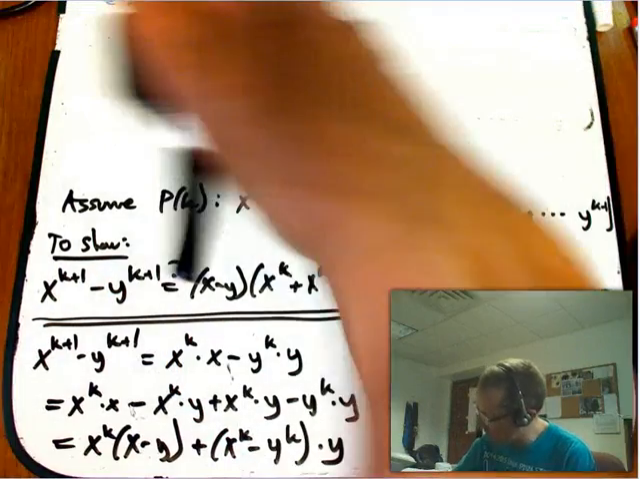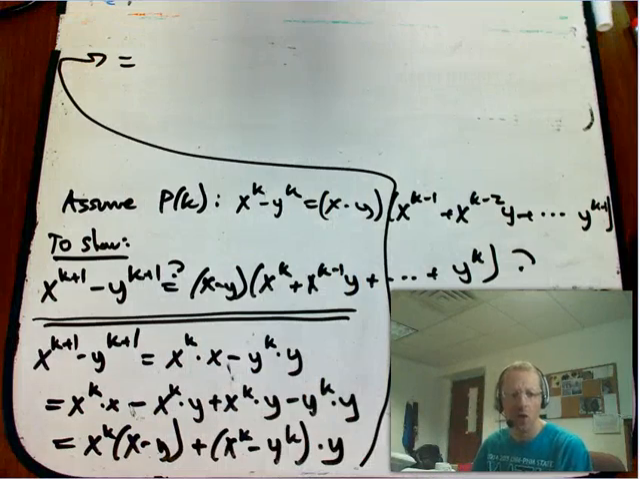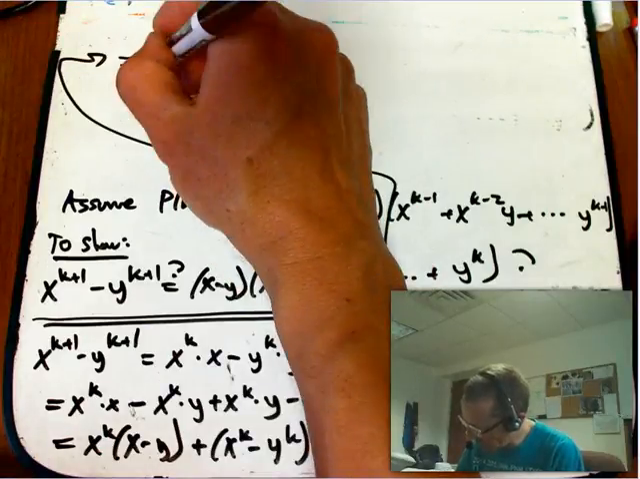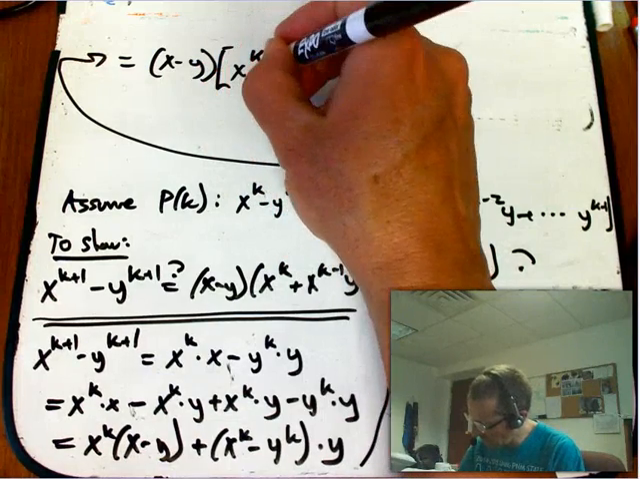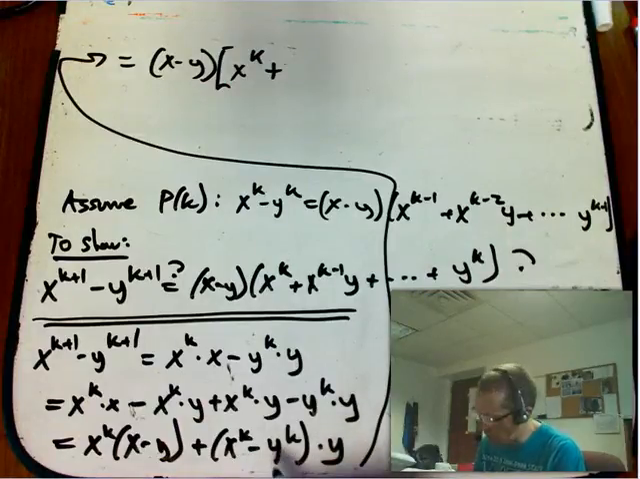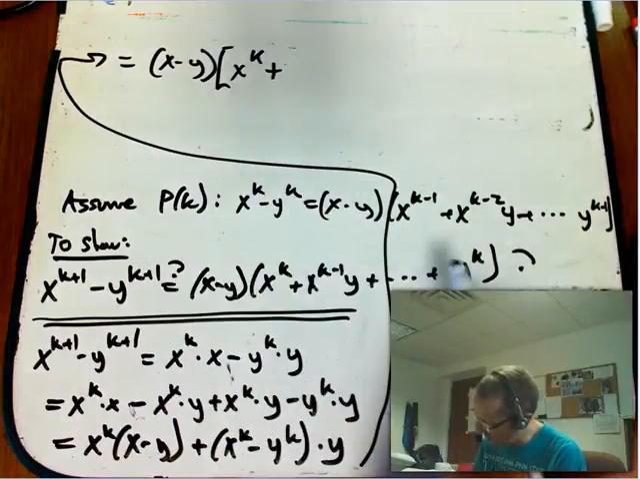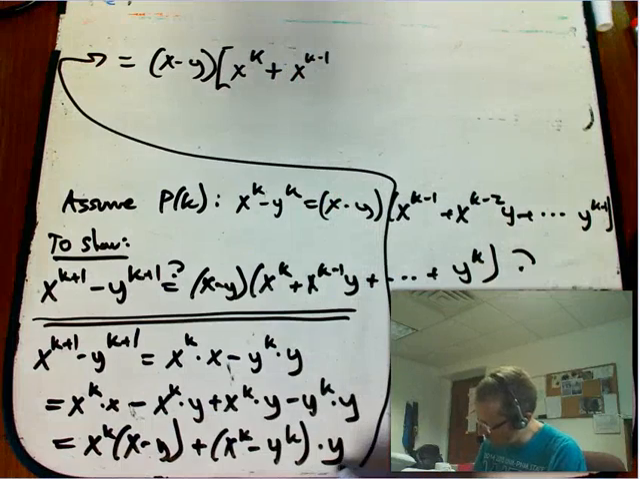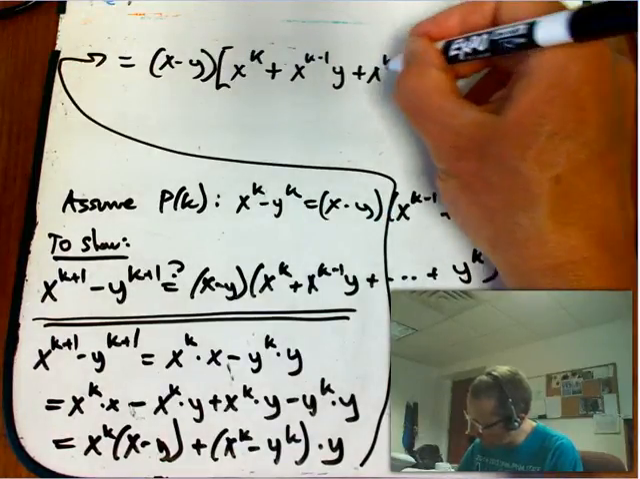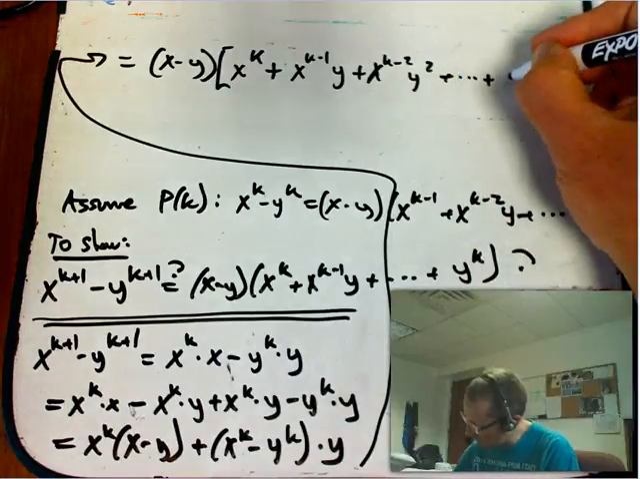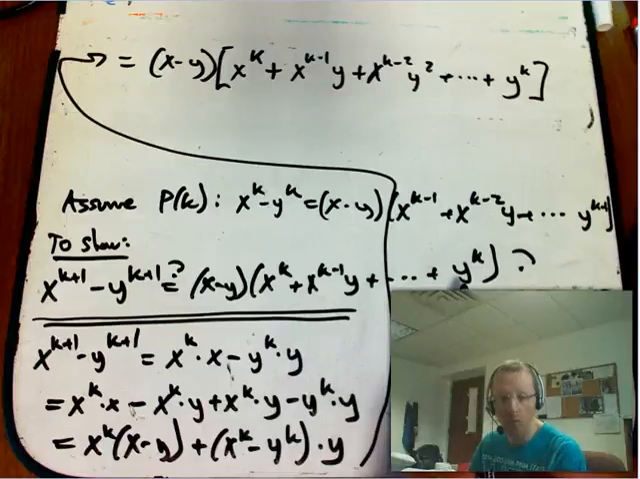I don't want to erase my inductive assumption. Hope you like the sound effects. So I'm just going to reorder things. That's x minus y times x to the k, plus x to the k minus y to the k, which we are allowing ourselves to assume has this factorization. So that has a factor of x minus y that I'm going to bring out, and then x to the k minus 1, and it's also times a y, so I'm just going to include the y, plus x to the k minus 2 y squared, that's an x, all the way down to y to the k minus 1 times y, which is y to the k. Boom, that's exactly what we wanted to show, and we're done.